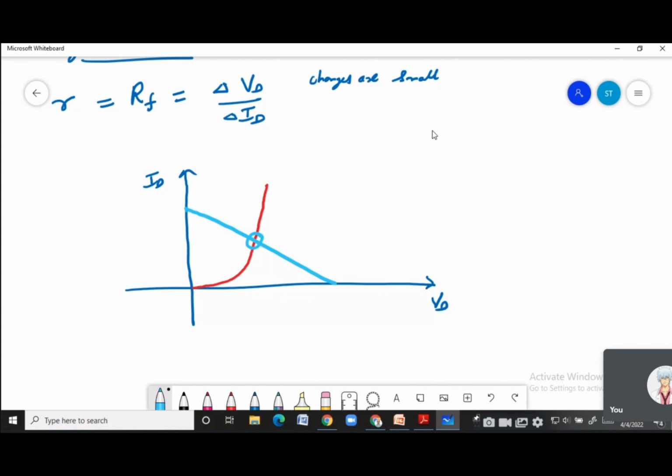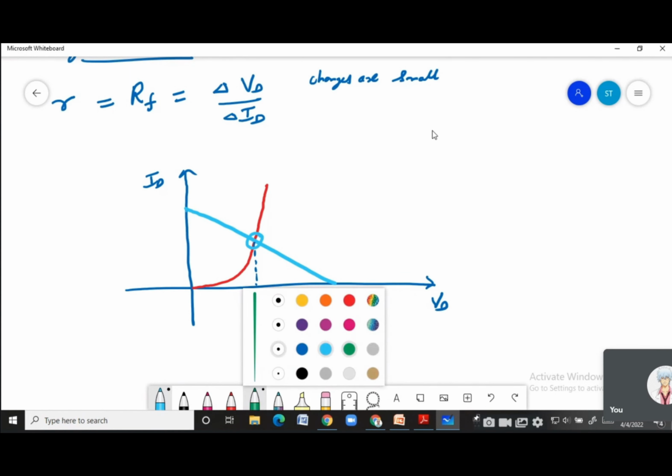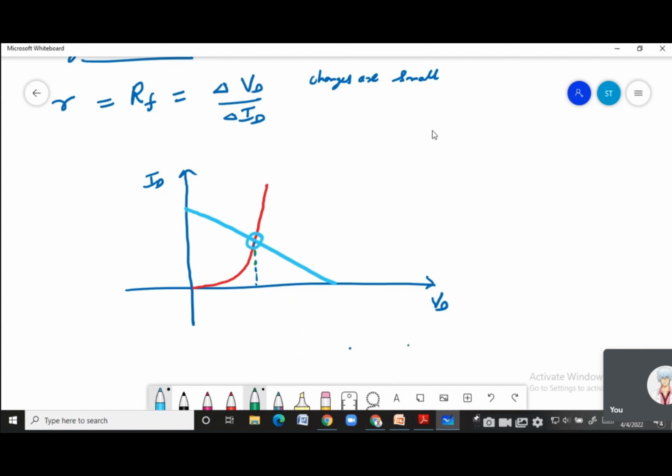From this operating point, I drop a perpendicular on the x-axis, and I get this voltage as VD. I also drop a perpendicular from the operating point on the y-axis, which gives me this current. Let us call these ID and VD only.